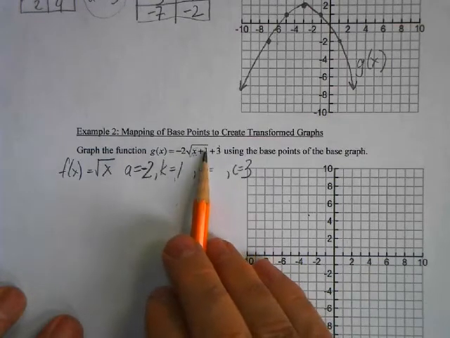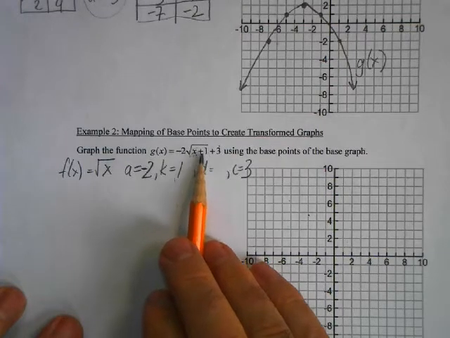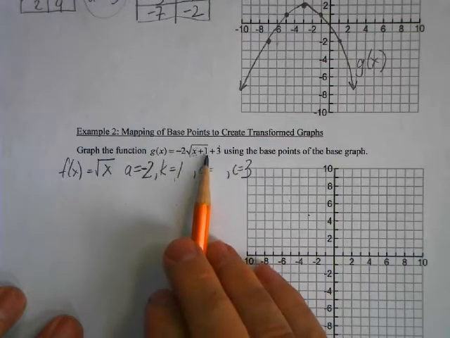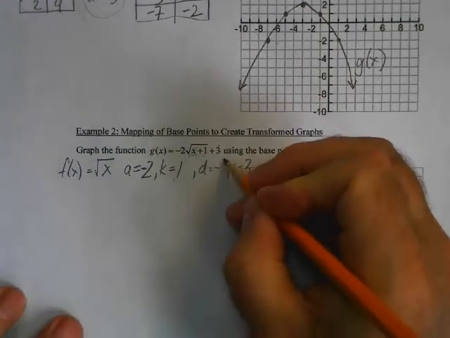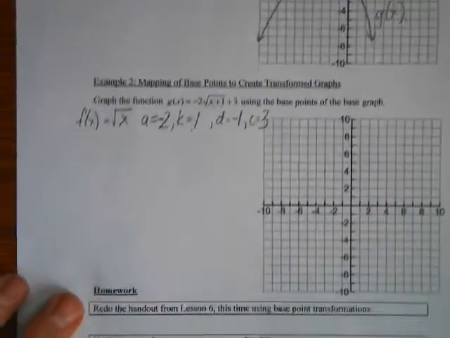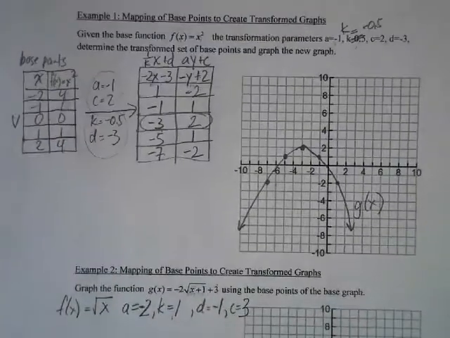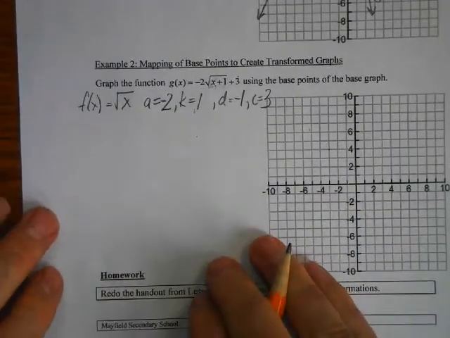Okay. So since I don't see a k value, the default is 1. I do see something being added, but remember the formula, it's x minus d. So remember, d is a little quirky. So d is not positive 1, it's negative 1. Okay, now we're off and rolling. We basically got the same information that was given to us in the previous one, but we had to do a little bit of preparation work to get it.